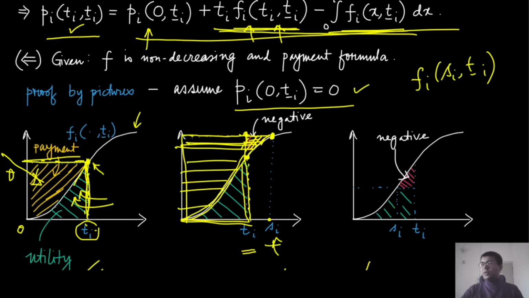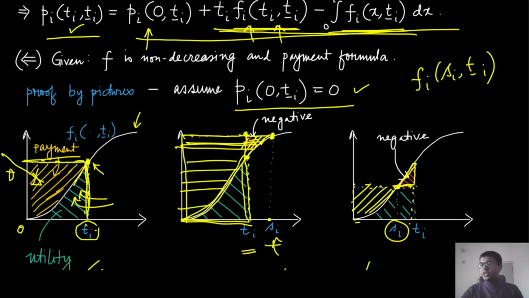Similarly, when you report something smaller, suppose si was smaller than ti, then the allocation will be f of si, t minus i. That is going to be a little smaller. So the valuation that player i will get is this smaller rectangle here, and the payment that will be collected is also this one. But what you actually lose is the green part, which could have been this large. This amount you are actually losing.